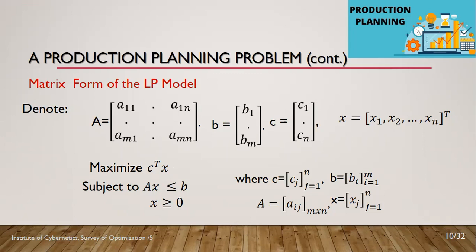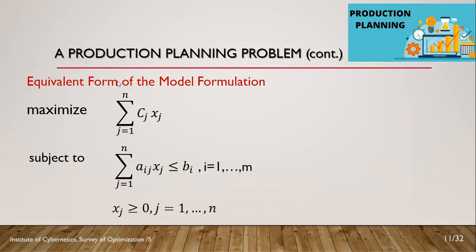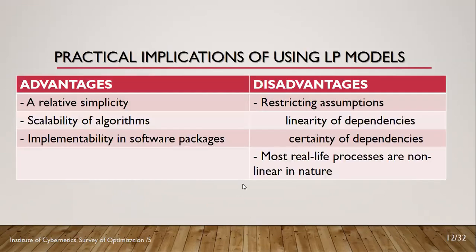So recall how to multiply matrices and vectors, because here we deal with such multiplication. Another form of the model formulation, when we substitute these values, will look like the summation of the cost of the products times the number of product units, subject to the resource constraints, where x sub j is a non-negative value.